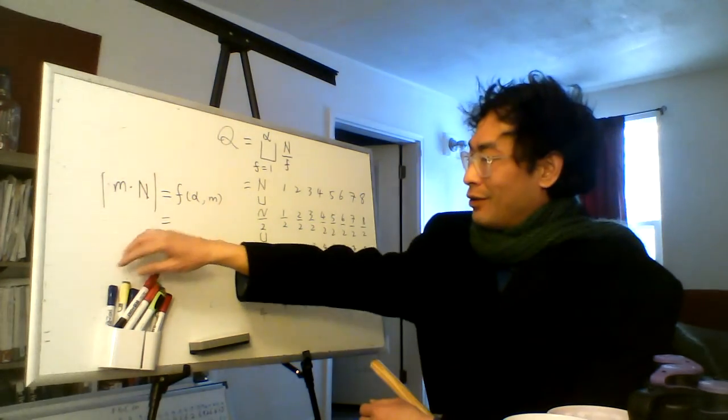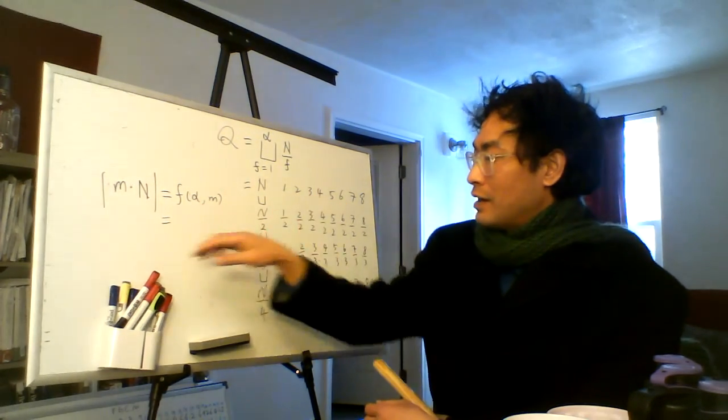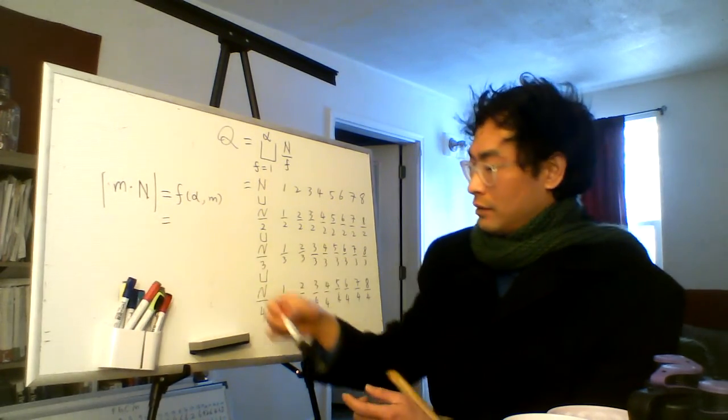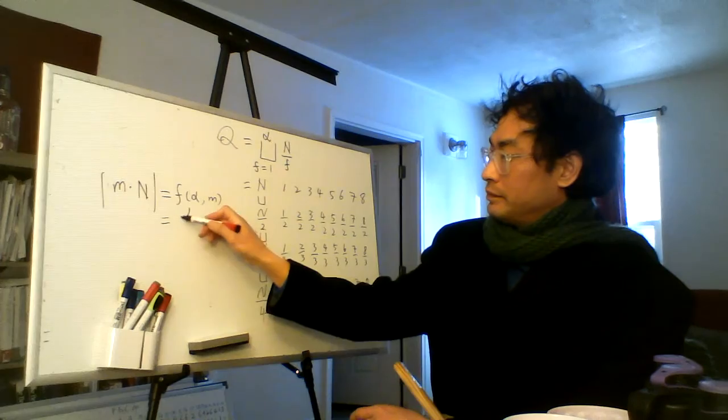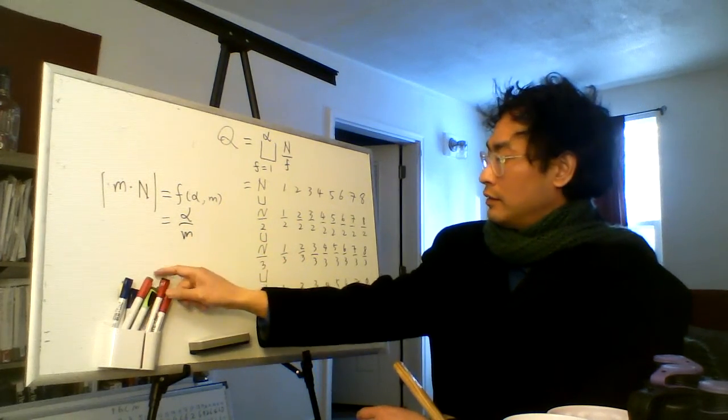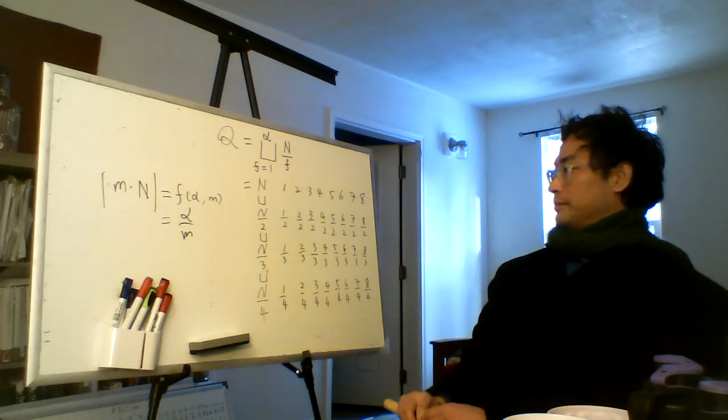Yeah, it's a no brainer, right? It gets sparser and sparser, less dense. Alpha over m. So it's that simple.